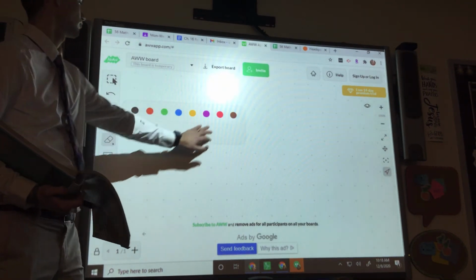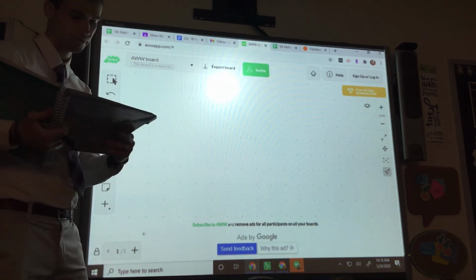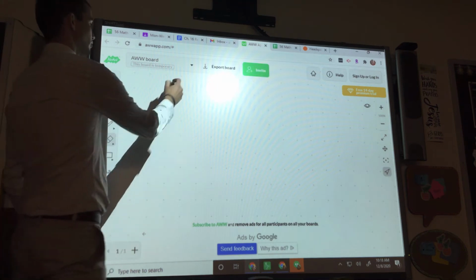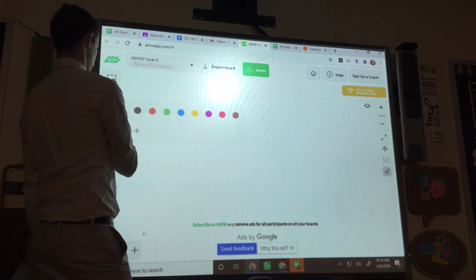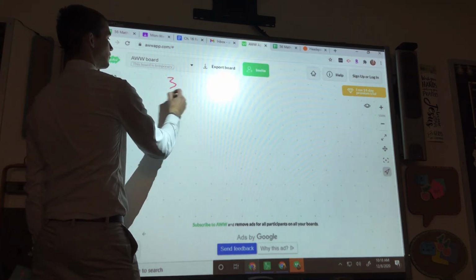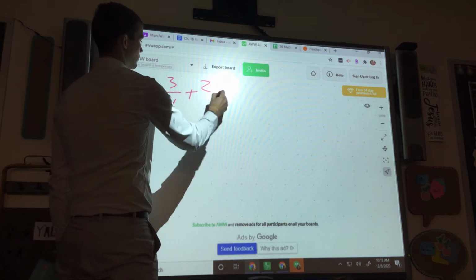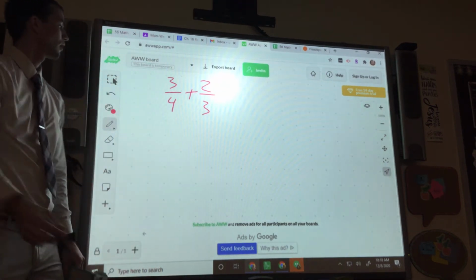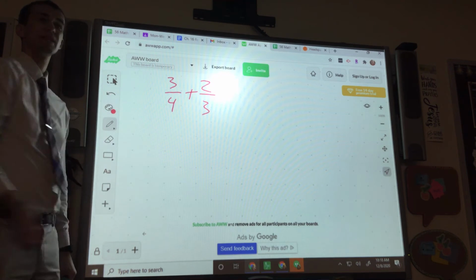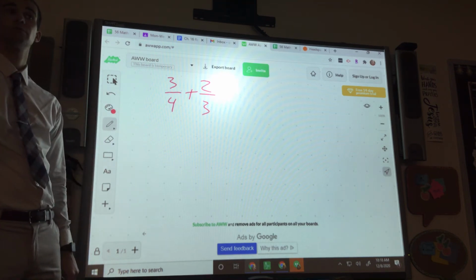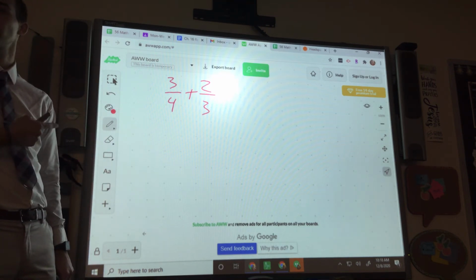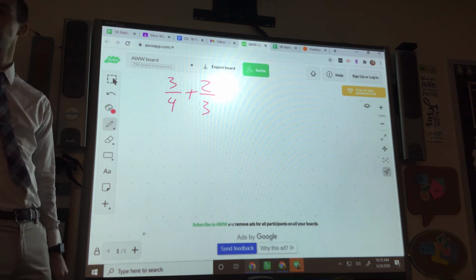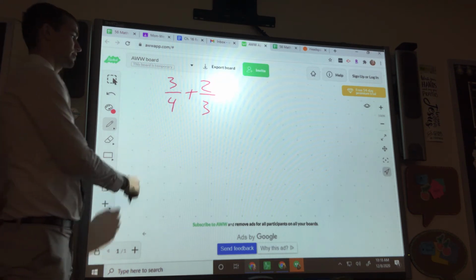Alright, we're going to choose pink because I'm feeling it. Alright, 3/4 plus 2/3. That was like red. It's hot pink. So 4 and 3, they both go into what? Everyone? What do 4 and 3 both go into? 12. Yep, that's the smallest number they go into.